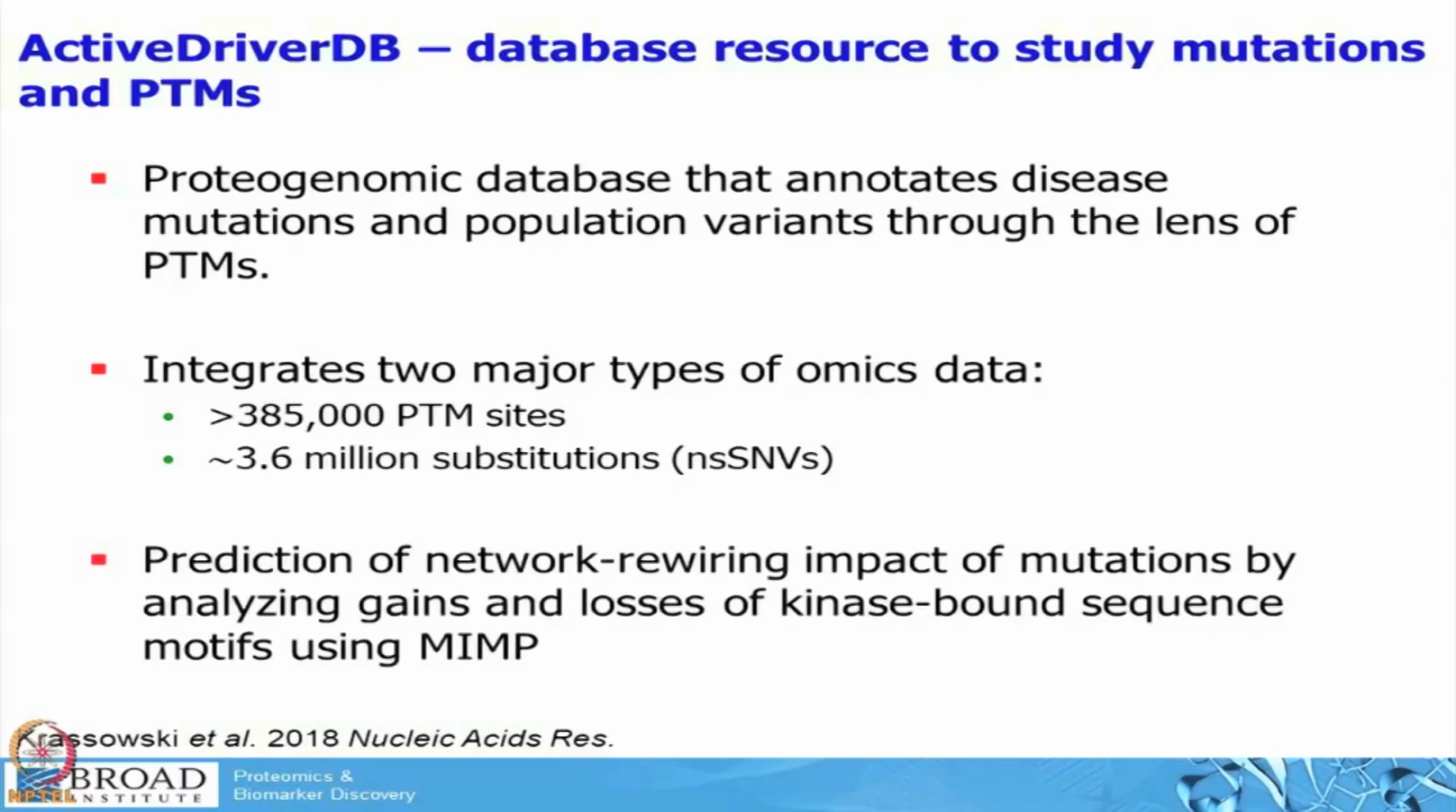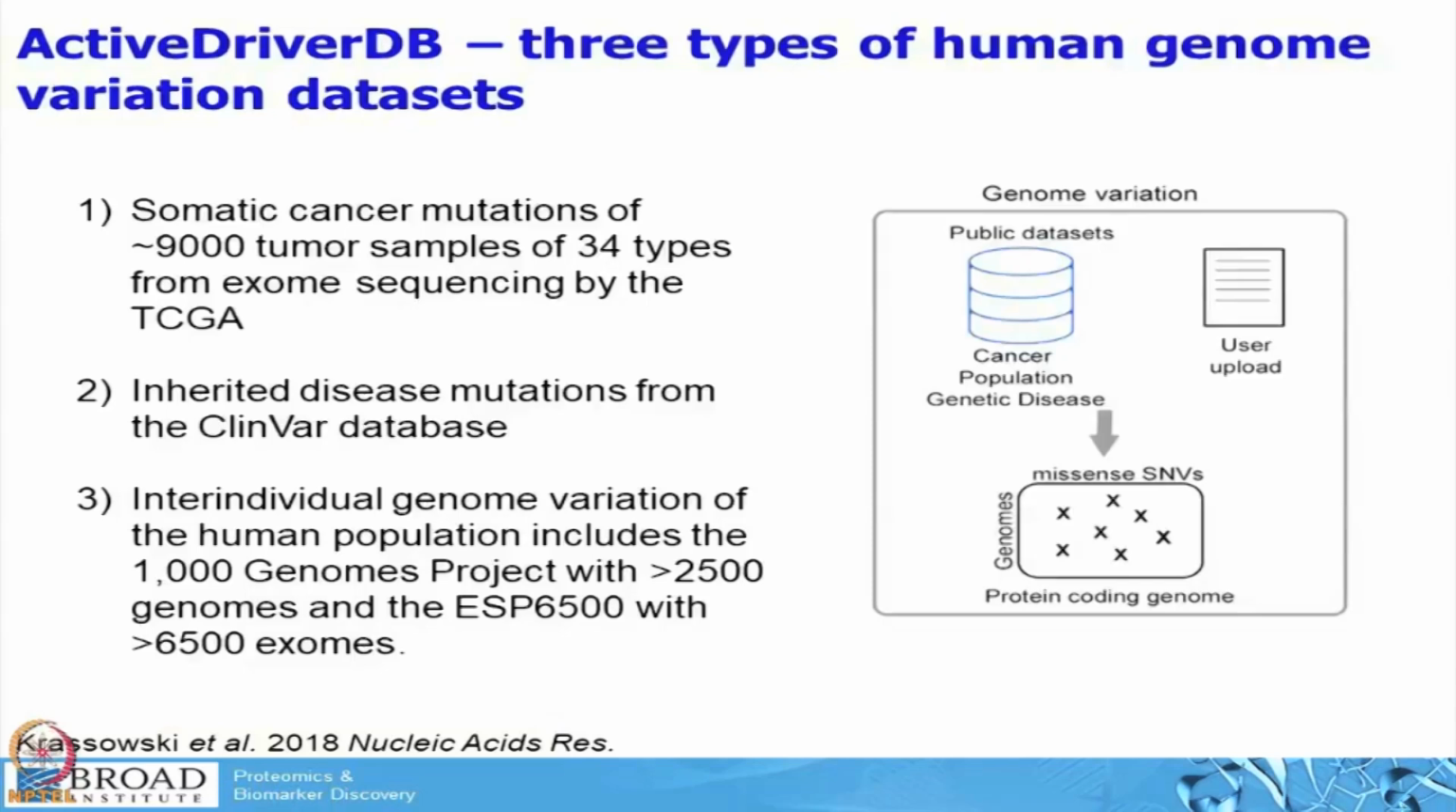And so basically it also predicts network rewiring impact of mutations, and it actually uses the MIMP software we just talked about, so it comes from the same lab. There are three types of human genome variation data sets that go in here. One is TCGA, the others are disease mutations from the ClinVar database, and mutations from the 1000 Genomes Project. So it uses these publicly available data sets, but also enables the user to upload your own mutation files. And again, this is something that we are going to try during hands-on.